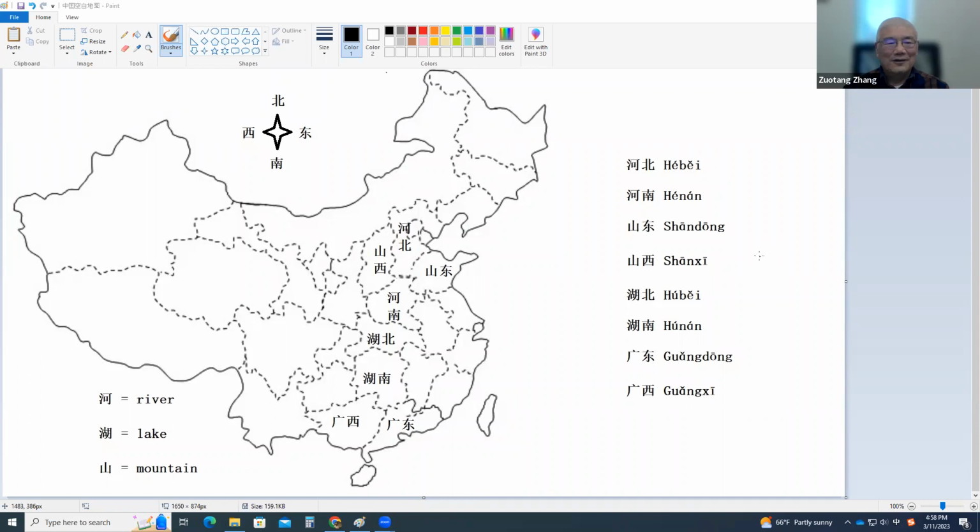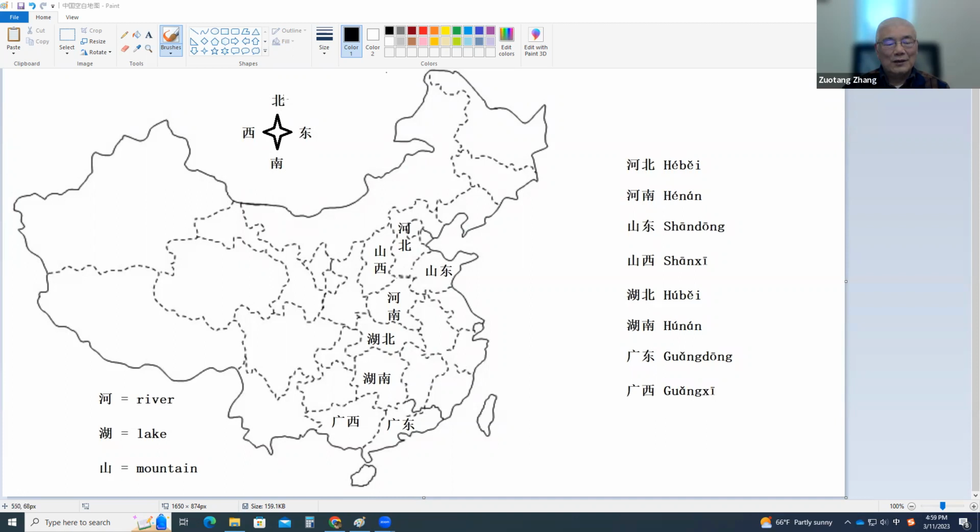Today we're going to learn how to memorize the Chinese place names more easily or effectively. And first of all, learn from me these 4 directions. This one that I'm circling is Dong, which means the east. And this is Nan, south, and this is Xi, west, and this is Bei, north.